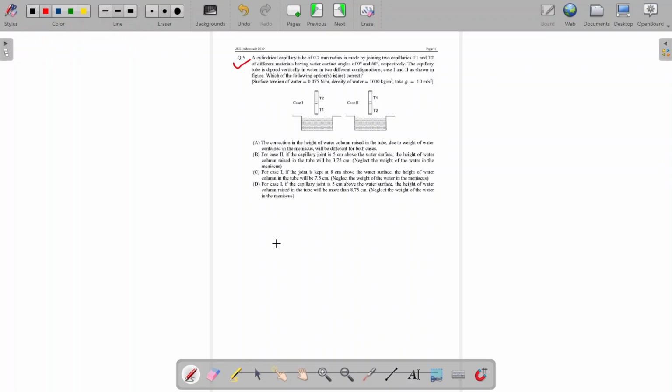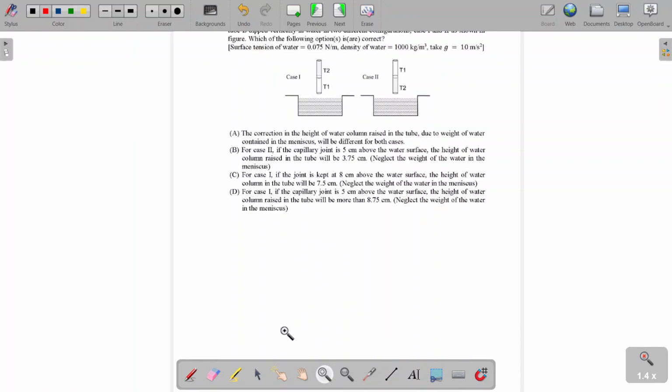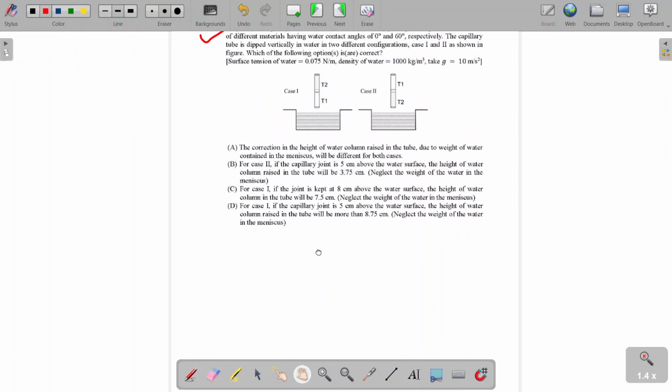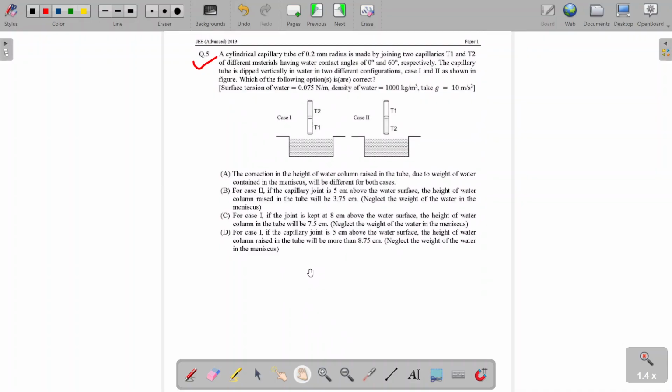Welcome to question number 5. This came in JEE Advanced 2019. So it's a pretty interesting question. We have two capillaries T1 and T2. These are the two capillaries which are given to us.